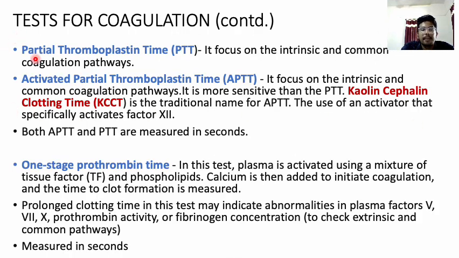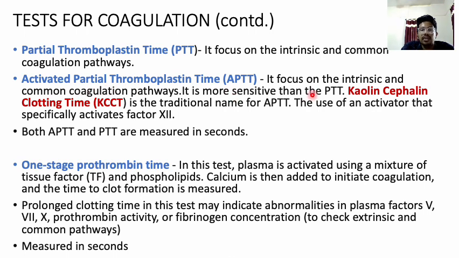Next is the partial thromboplastin time and the activated partial thromboplastin time. Partial thromboplastin time is nowadays not much used, and the activated partial thromboplastin time is used. The partial thromboplastin time focuses on both the intrinsic and the common coagulation pathway. I have said that there are an intrinsic and an extrinsic pathway, and both of them combine together at one point, and there is the common coagulation pathway. So the activated partial thromboplastin time focuses on the intrinsic and common coagulation pathway.